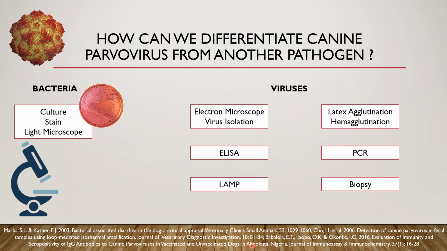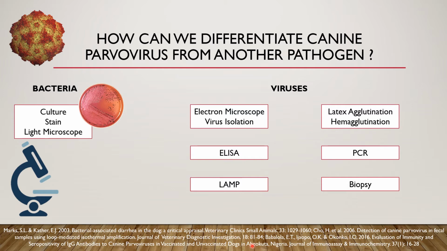When making our diagnosis, the same symptoms such as diarrhea and vomiting can be caused by different pathogens. Examples of bacteria would be Clostridium perfringens, E. coli, and Salmonella, and viral diseases like distemper. It is therefore very important to be able to find the right pathogen and exclude the others.